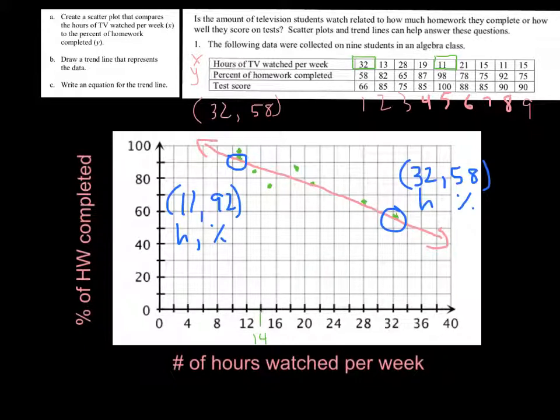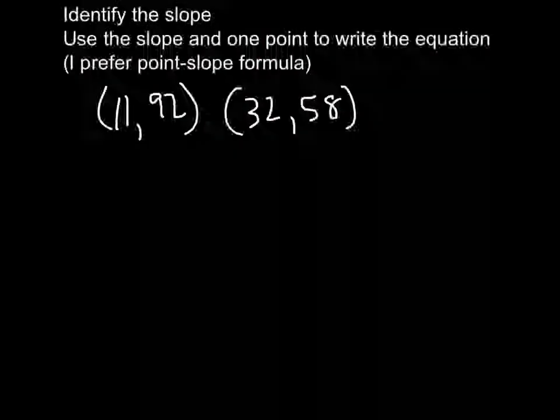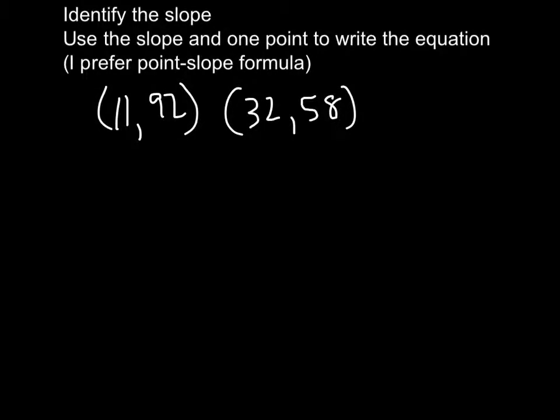Okay, notice that I've not only identified the coordinates, but I've also given the units. So this is 11 hours of television and 92% of homework completed, and 32 hours worth of television and 58% of homework completed. So first what I'm going to do is take my 2 points and identify the slope.